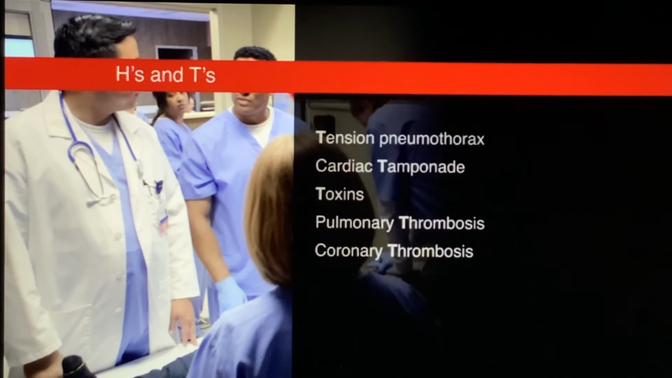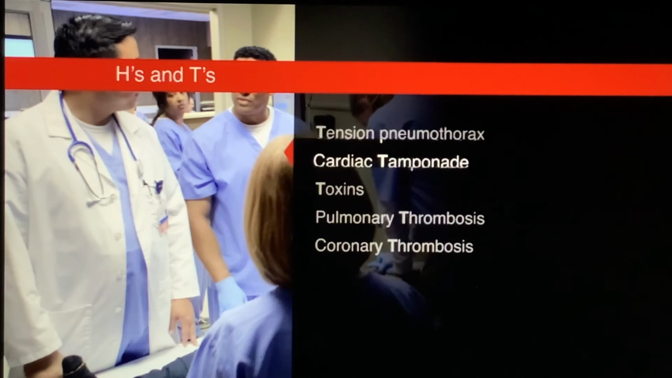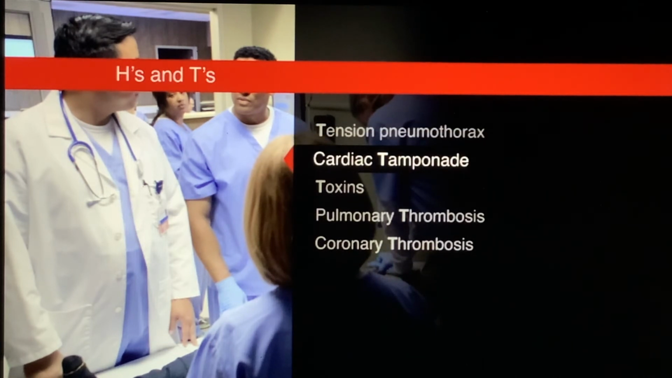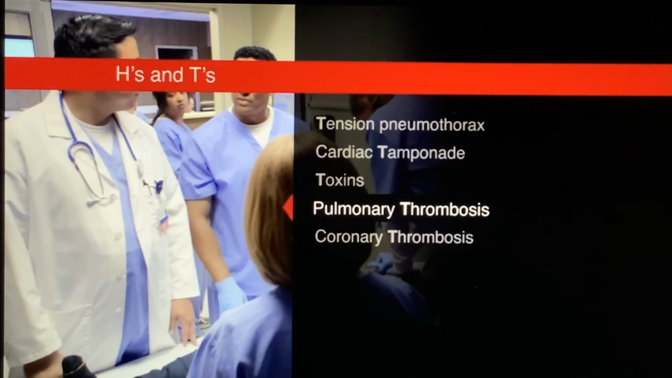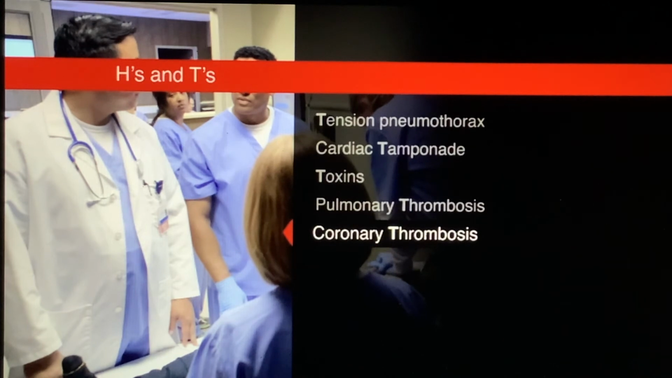Tension pneumothorax results from an abnormal accumulation of air in the pleural space. Cardiac tamponade is a condition caused by an accumulation of fluid between the heart and the pericardium. Toxins may be best uncovered by a focused history. A pulmonary thrombosis, or pulmonary embolism, is a blood clot from a large vein that breaks off and travels to the pulmonary artery where it becomes lodged. A coronary thrombosis is a blood clot that forms within a blood vessel of the coronary system.